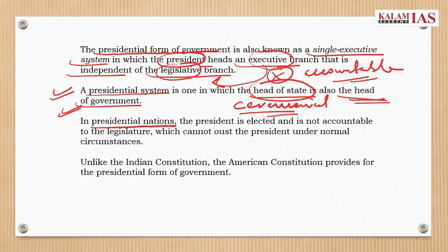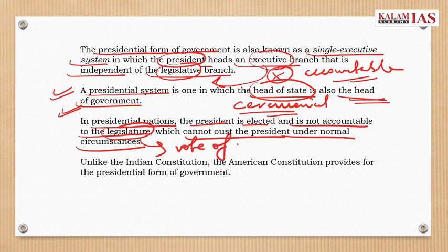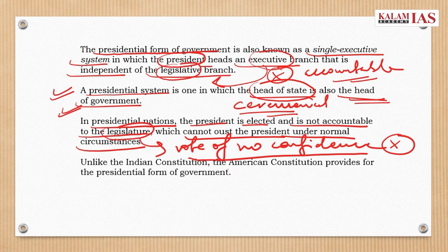In presidential nations, the president is elected and is not accountable to the legislature, and the legislature cannot oust the president under normal circumstances. That means the legislature does not have the power to pass the vote of no confidence, like in the parliamentary form of government. In the presidential system, the legislature cannot pass the vote of no confidence and remove the executive. Here, the president is the head and he is not accountable to the legislature. So the legislature also cannot remove him, under normal circumstances.